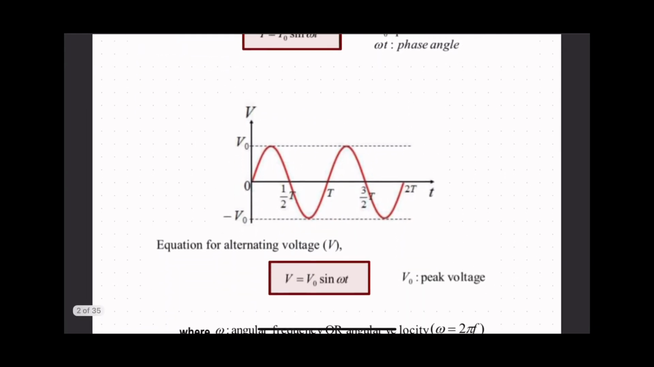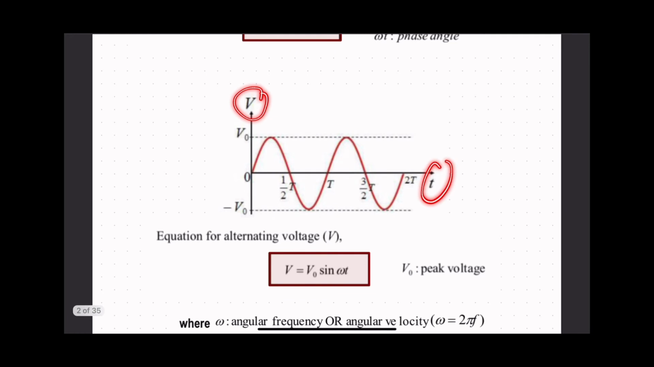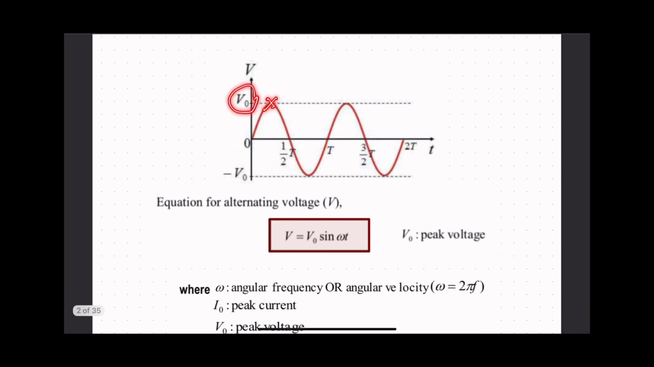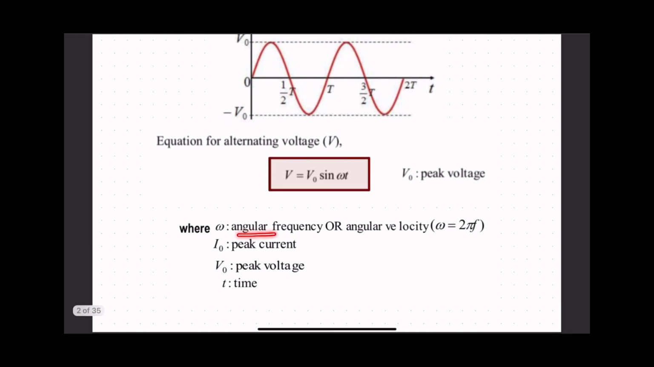Same goes with the V-t graph, also represented by the general equation of sine graph. So the maximum point here we call V naught, which is peak voltage. So the equation is V equal to V naught sine omega t, whereas omega t is the phase angle. Omega is angular frequency or angular velocity. Omega is equal to 2 pi f. I naught is peak current, V naught is peak voltage, and t is time.